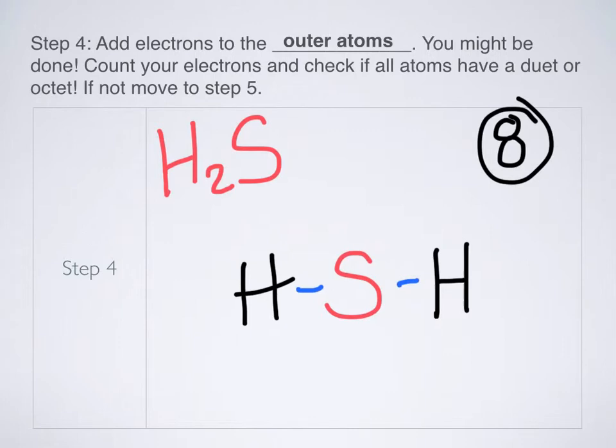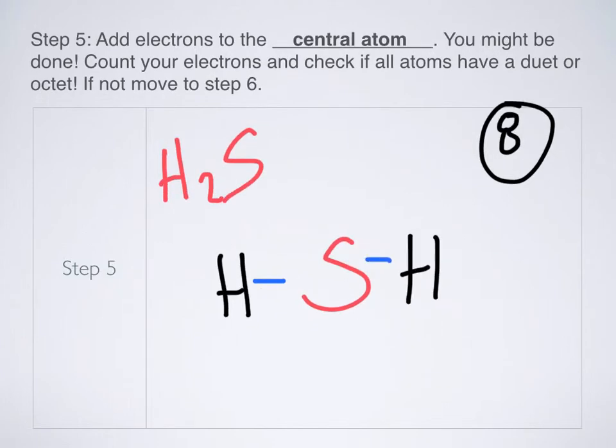Okay? So because I can't add any electrons to my outer atoms, my 2 hydrogens, I have to move on to step 5 because I still don't have 8 electrons in my picture. I only have 4. I have 2 from this bond and I have 2 from that bond. So I'm still missing 4 electrons. Alright, so step 5, add electrons to your central atom. You might be done. Count your electrons and check and see if we have a duet or an octet in all cases. So I still need to put 4 electrons somewhere, and I can put those electrons on my central atom like this.